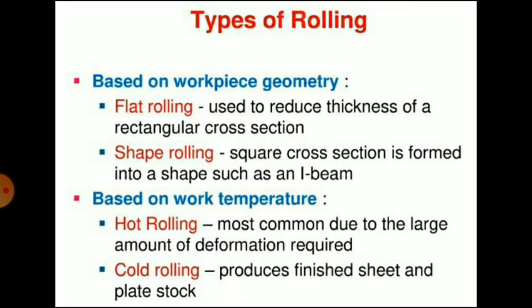The second classification is based on work temperature. There are two categories: the hot rolling process and the cold rolling process. The hot rolling process is most common due to the large amount of deformation required, and cold rolling produces finished sheet and plate stock.